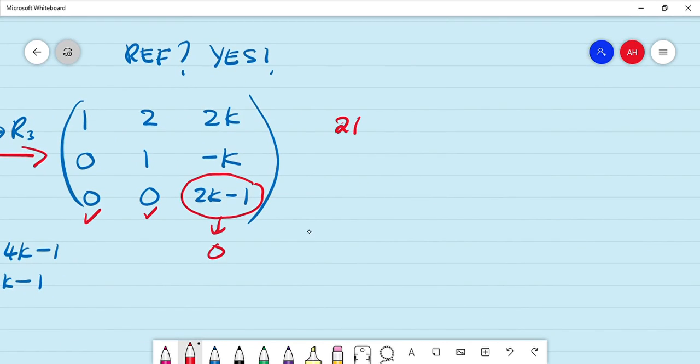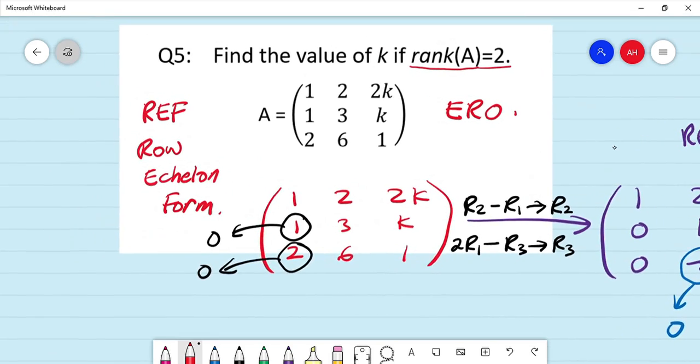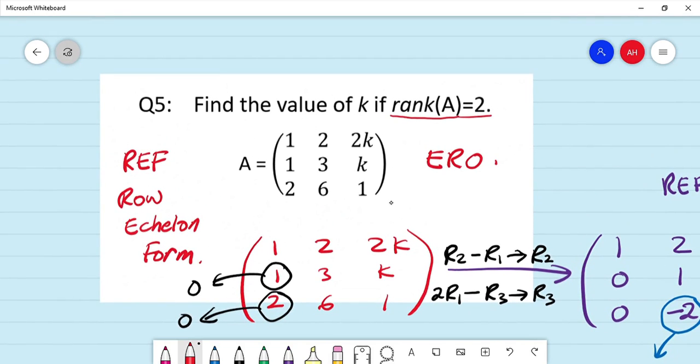So we have an equation there: 2k minus 1 must be equal to 0. Therefore, 2k equals 1 and k equals 1 over 2. Okay, there we have it. k equals 1 over 2, in order for this matrix A to have rank equal to 2. I hope you understand the procedure, the process, of how we get the value for k that is equal to 1 over 2 for this question number 5. Okay, that's all for now.